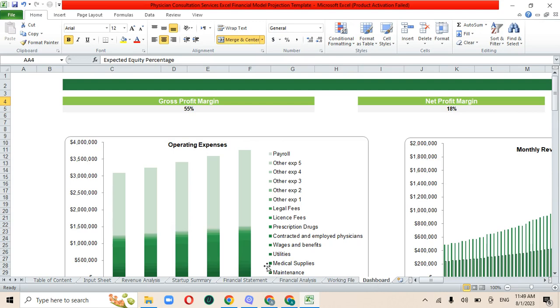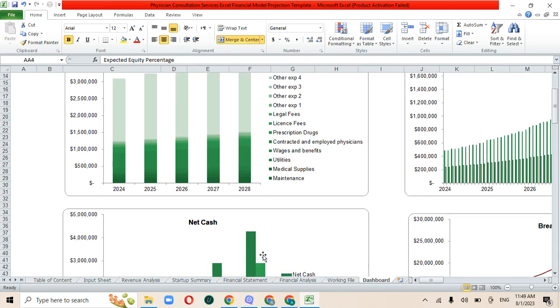And lastly, we have the dashboard, which includes the relevant graphical representation of this model.